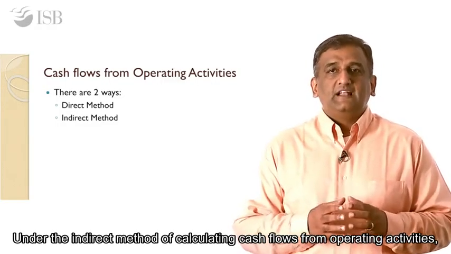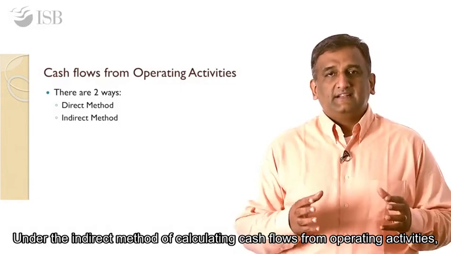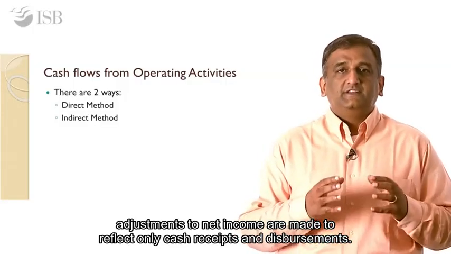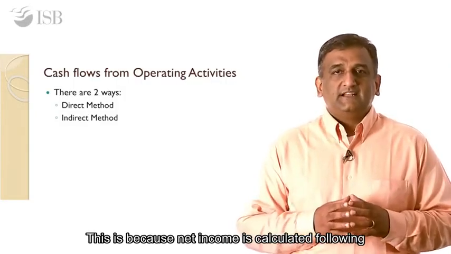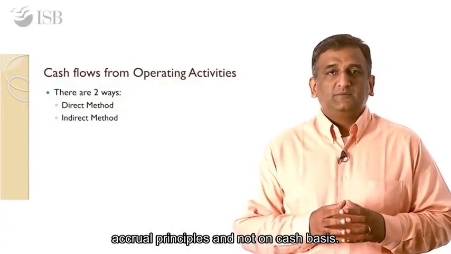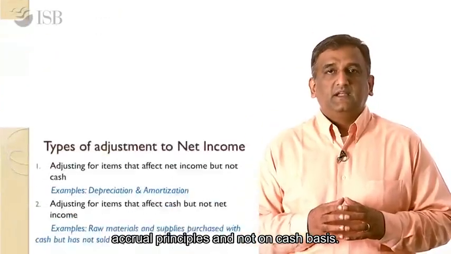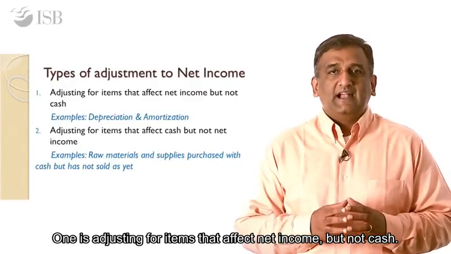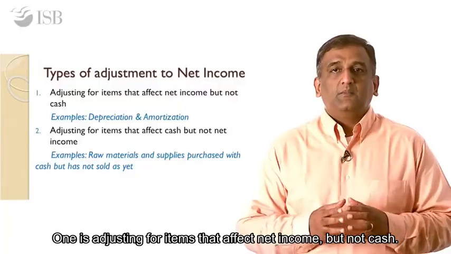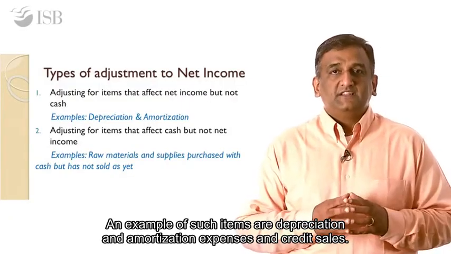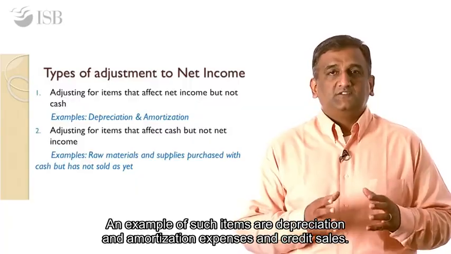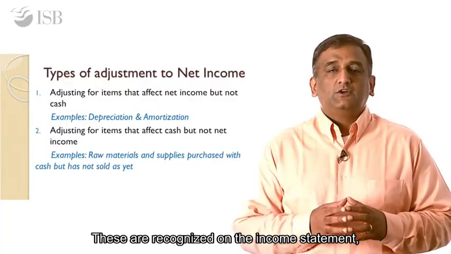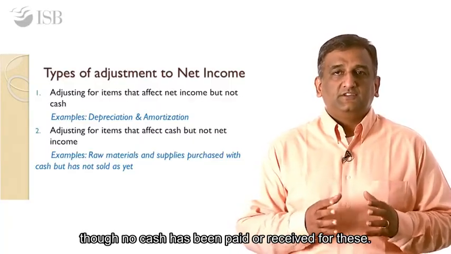Under the indirect method of calculating cash flows from operating activities, adjustments to net income are made to reflect only cash receipts and disbursements. This is because net income is calculated following accrual principles and not on a cash basis. The adjustments to net income typically fall into two categories. One is adjusting for items that affect net income but not cash. Examples of such items are depreciation and amortization expenses and credit sales. These are recognized on the income statement, though no cash has been paid or received for these.